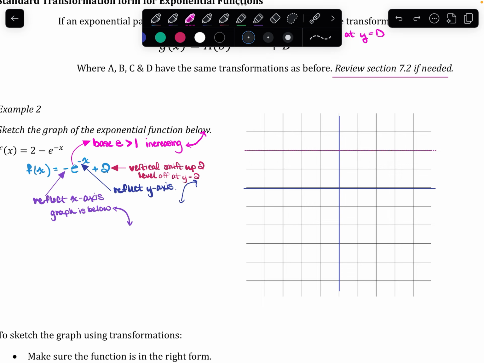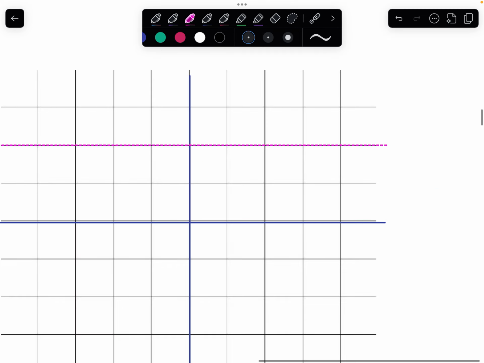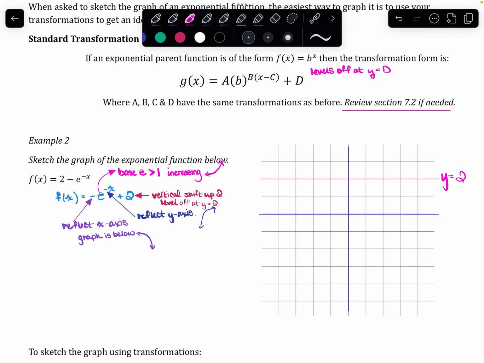So again, on the online homework, it's not going to draw this in, but for the notes, it's helpful for you to see this value. So that's why I'm going to do it. So here's our y equals 2. So I know this function has to level off there. Now remember, we were increasing. We reflected across the x-axis, so the graph is going to be below this line.